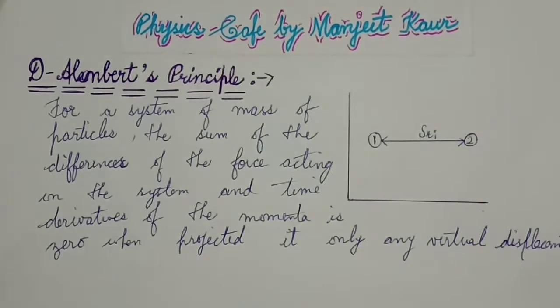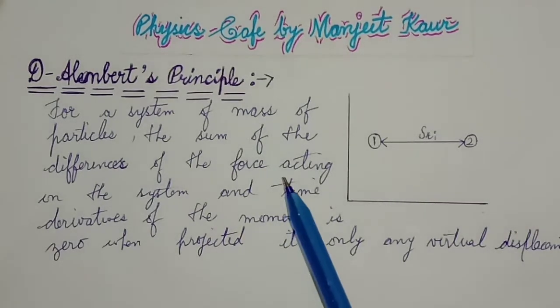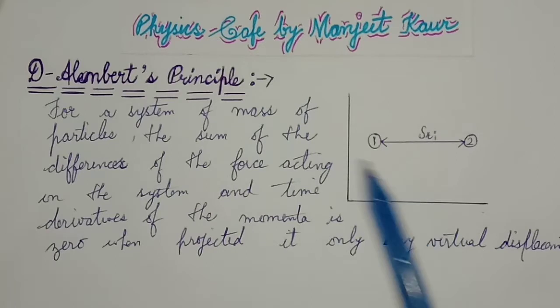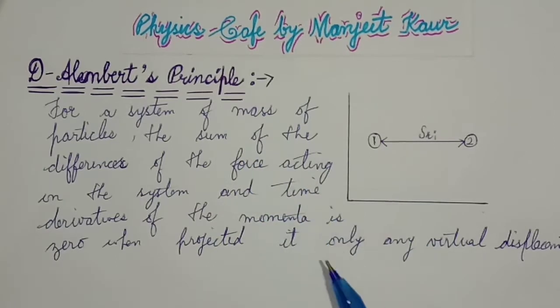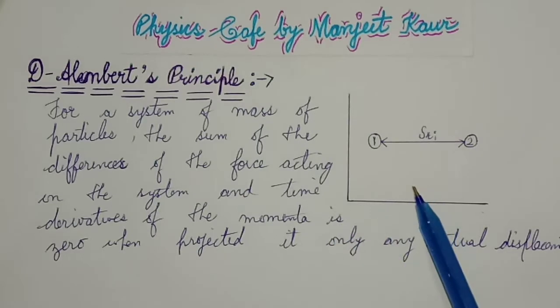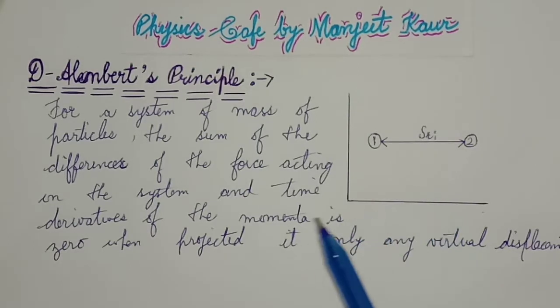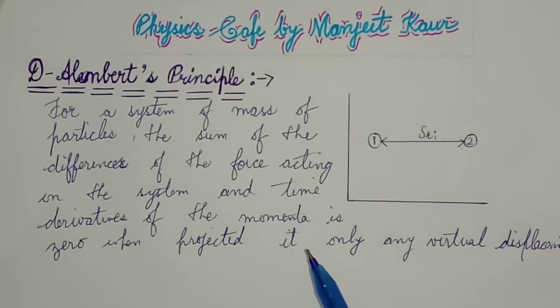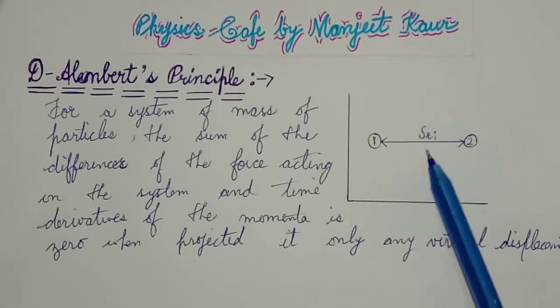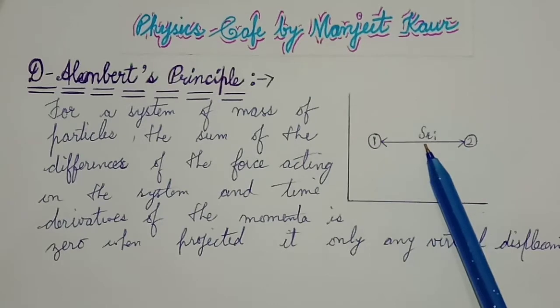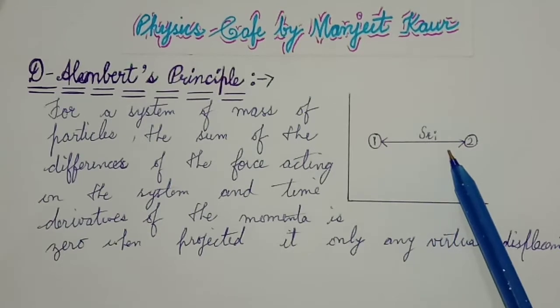I hope कि आपको definition clear होगी. We have number of particles in the system and we apply the differences of forces which are constraint force and applied force and the derivative of momenta which is mass into velocity, then we get virtual displacement which is delta Ri.